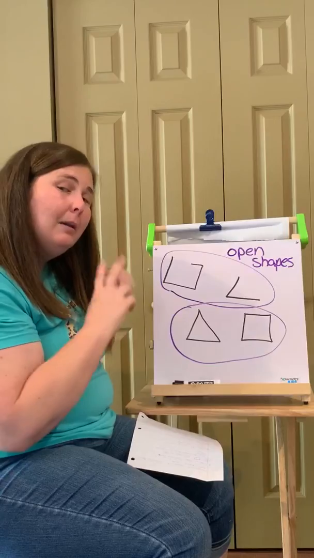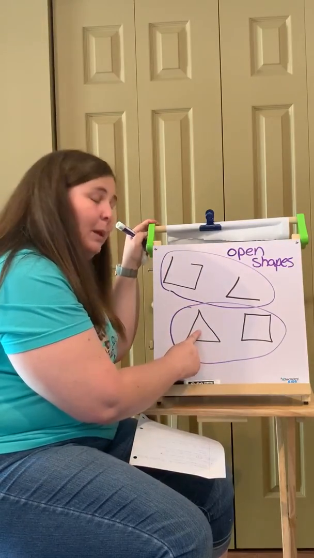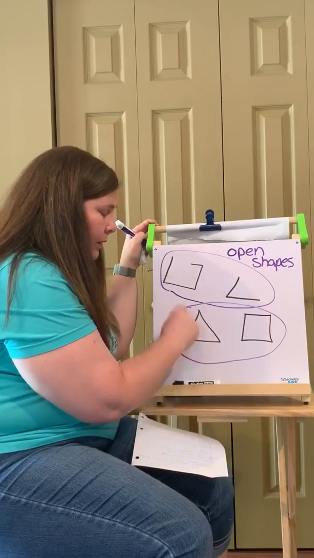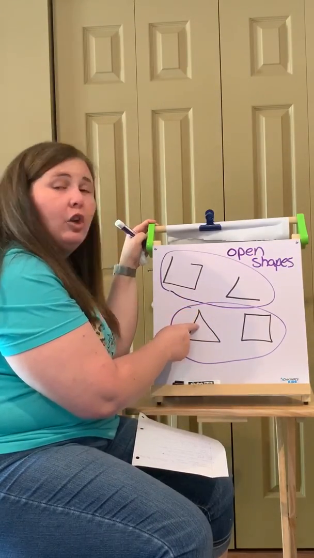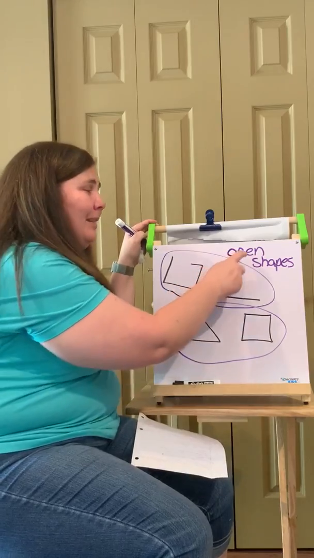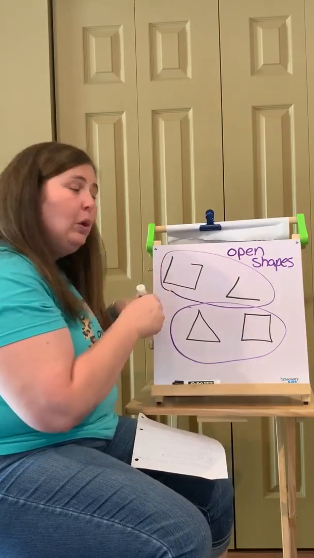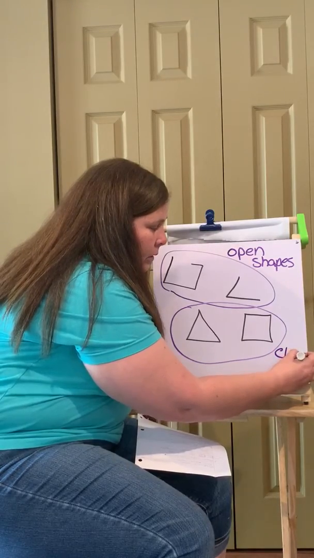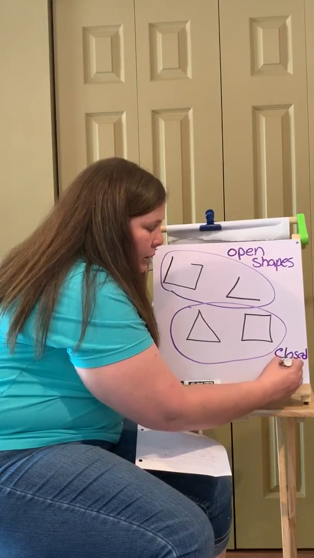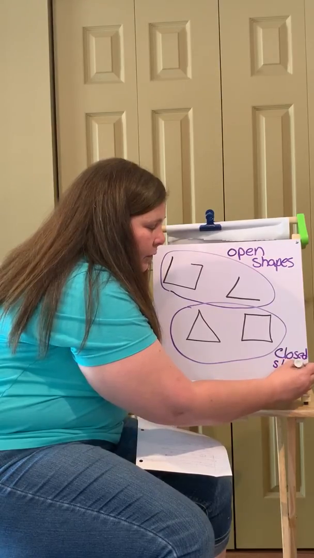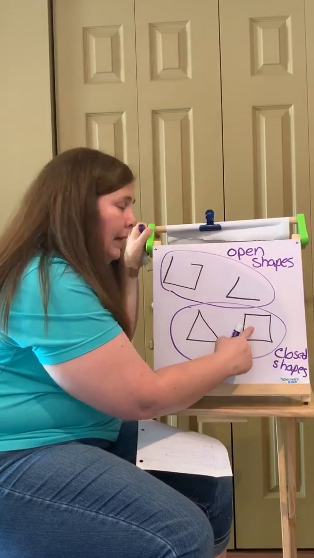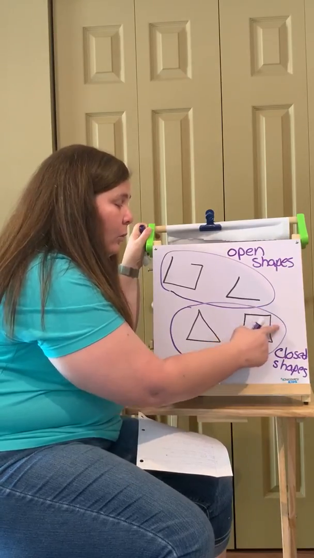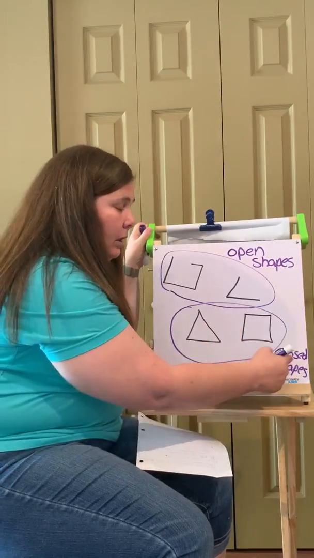Now let's look at my bottom 2. If I'm standing in the middle of this, can I get out? I go this way, there's a wall, this way, there's a wall, this way, there's a wall. There's no way out. So what's the opposite of open? Closed. So these are closed shapes. The same thing with my other one. If I was standing in the middle, is there any way to get out of that room? No, there's a wall on every side. So it is closed.